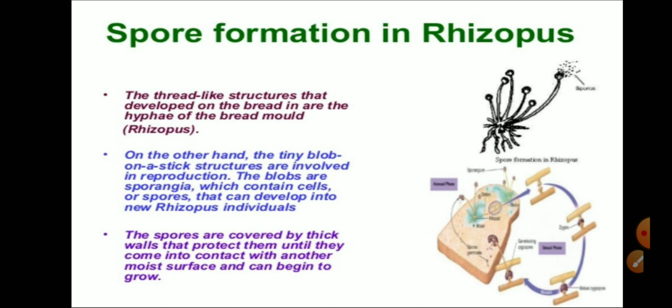This hyphae bears a sporangium on its sporangiophore. This sporangium bears spores in itself. The bulge-like, ball-like structure, the sporangium, contains the spores, which develop into new fungi. You might have seen on bread a green colored structure, that is Rhizopus fungi. The spores are covered by thick walls which protect them, and when they come in contact with a moist surface, they begin to grow.